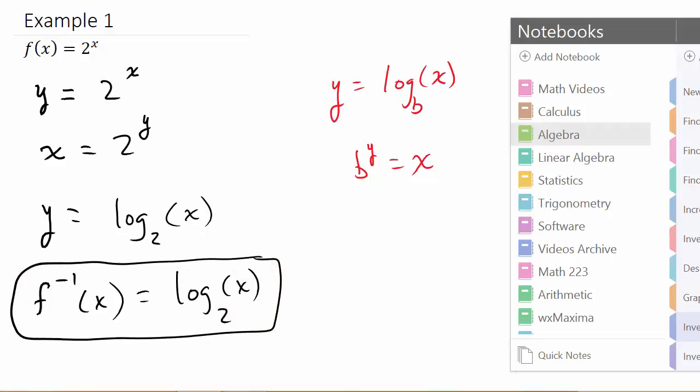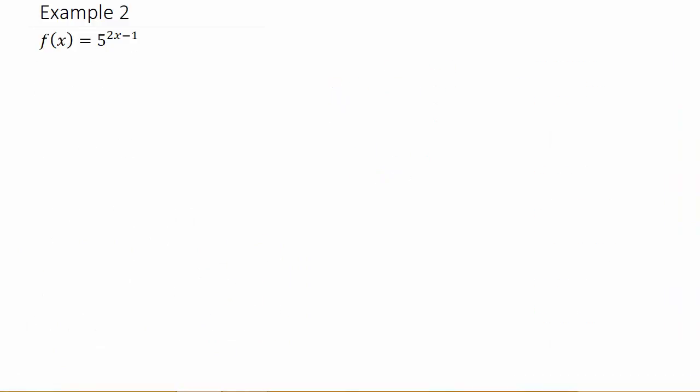All right, let's look at another one. Example 2. All right, so first thing, we're going to change the f of x to y. So that's y equals 5 to the 2x minus 1. Okay. Then we interchange the x's and y's. So I get x equals 5 to the 2y minus 1. Okay. And then we solve for y.